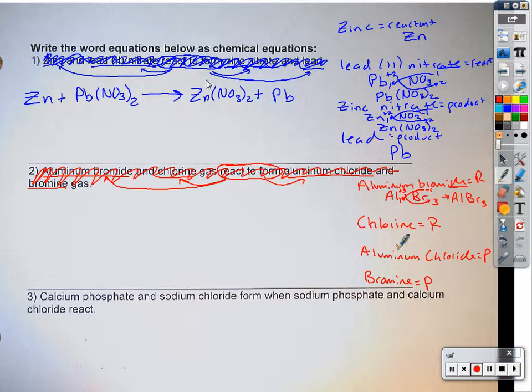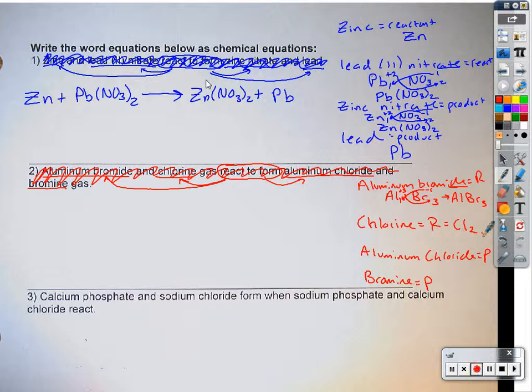Chlorine, one-word name. One-word name means element. So we look up the chlorine symbol on the periodic table. That is Cl. Now that is one of the 7 diatomic elements. Hydrogen, nitrogen, oxygen, fluorine, chlorine, bromine, iodine. It's one of the 7 diatomics, so we have to put that 2 on it.